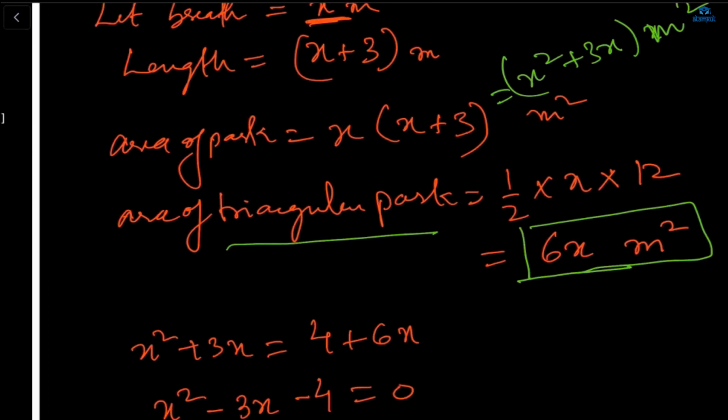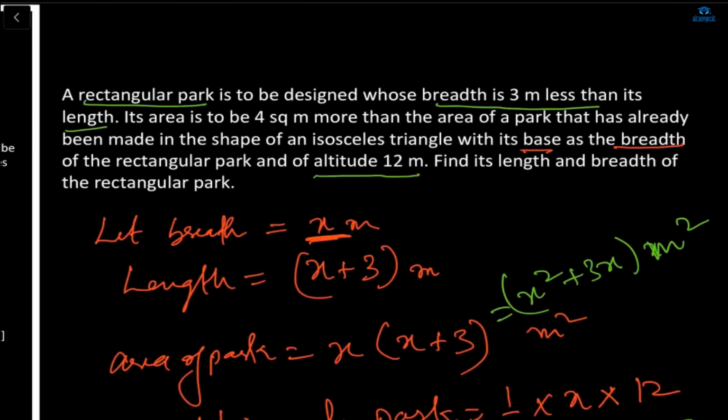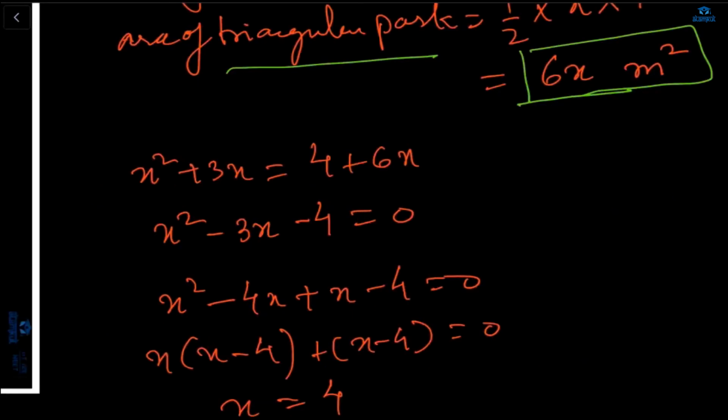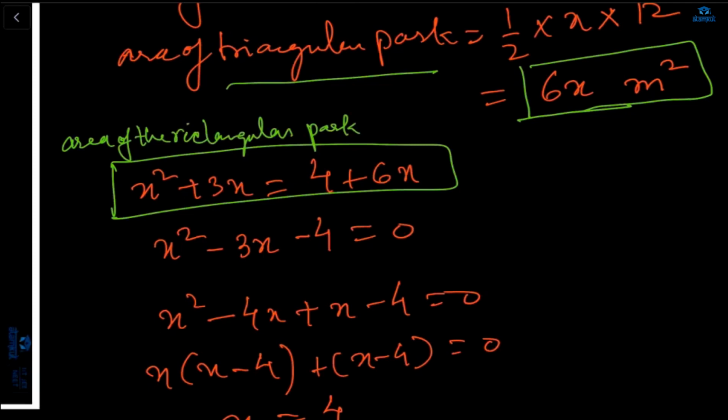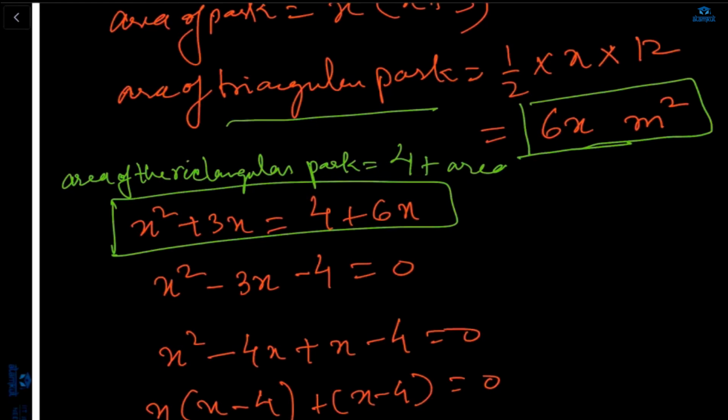And now the relation is given here to form the equation that there's 4 more. Its area, it means rectangular park area, is 4 square meter more than the isosceles triangle. So we have formed the equation that the area of the rectangular park is equal to 4 plus area of triangular park. Any doubt? So if you solve it, you'll get x square minus 3x minus 4 is equal to 0.